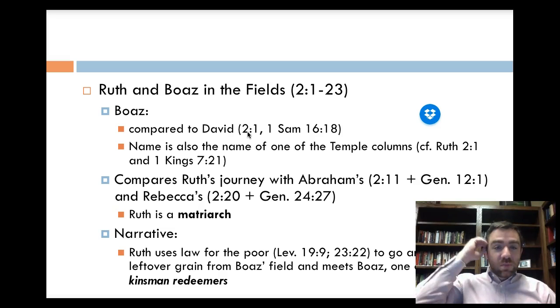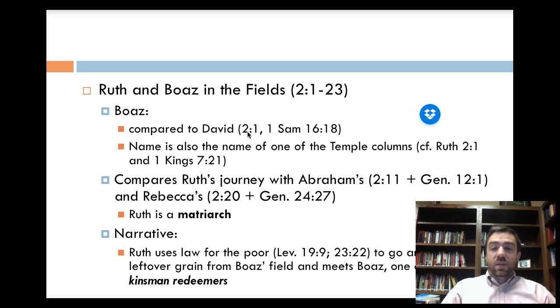In the fields, Boaz is compared to David. He is an Eshet Hayil, a strong man. This is a term that's used for David as well. And his name is also the name of one of the temple columns, interestingly enough. Ruth's journey is compared to Abraham's. If you go look at Genesis 12:1 and Ruth 2:11, those are very similar in wording, and also to Rebecca's. In other words, Ruth is a matriarch of Israel.